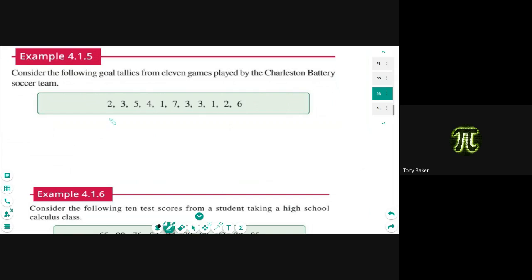So let's see, we got 1, 2, oh, it's just 2 1s, 2 2s. And I probably shouldn't be marking them off because that's going to screw you guys up.